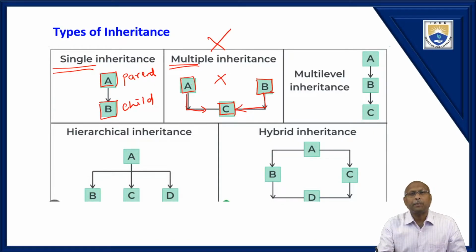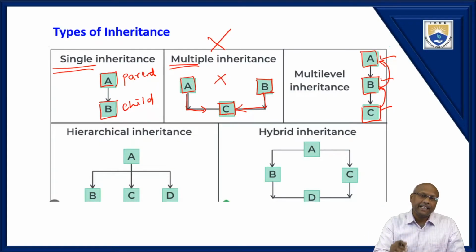So there is one more inheritance called multi-level inheritance. There will be more than one parent: 1, 2, 3. That means A is the grandparent, B is the parent, C the child. So from A, B gets property. From B, C gets property. That means C's parent is B and B's parent is A. Whenever more than one level of hierarchy is there, that is called multi-level inheritance.